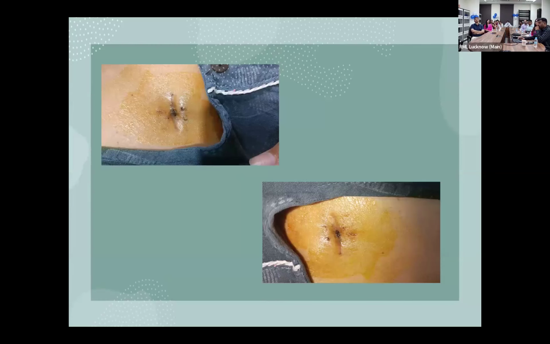We salvaged the patient's catheter and gave her systemic antibiotics, and this was the clinical picture of the catheter after a 1 week period.